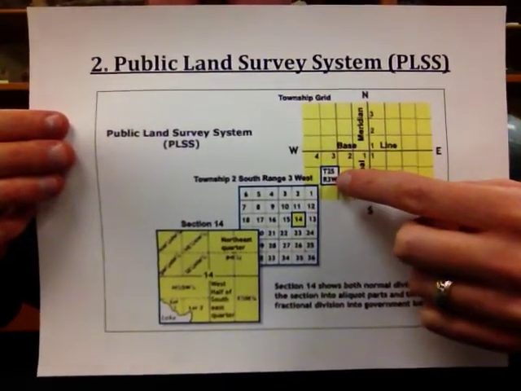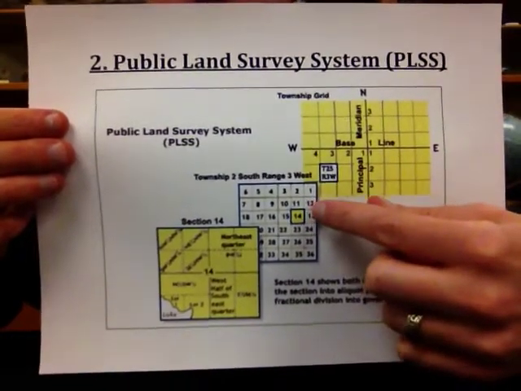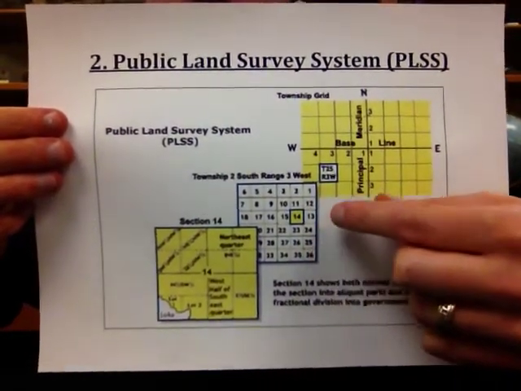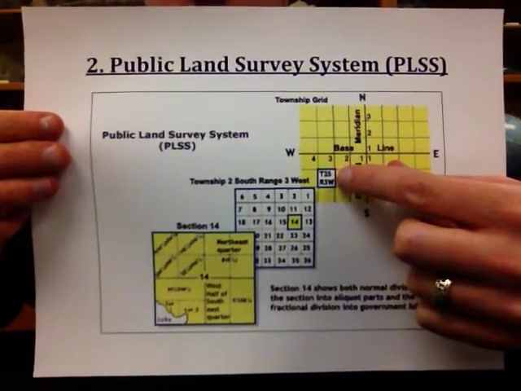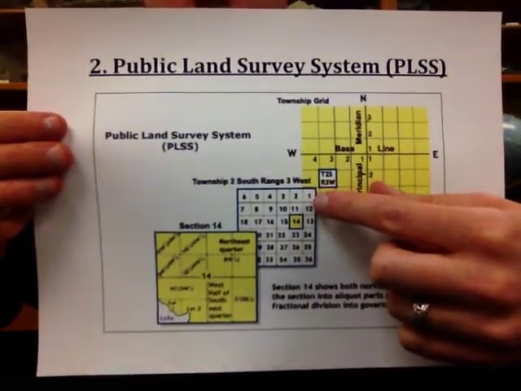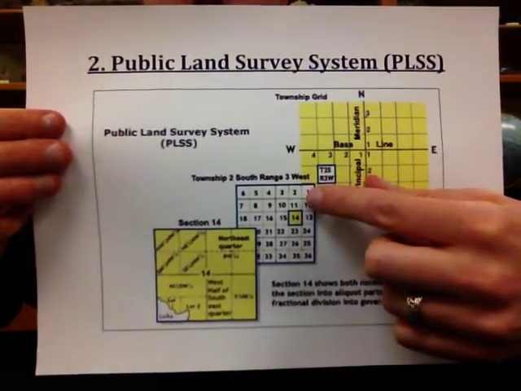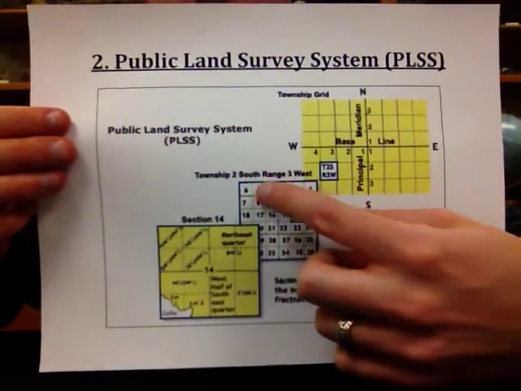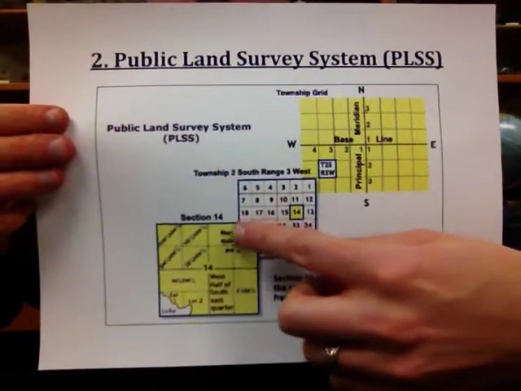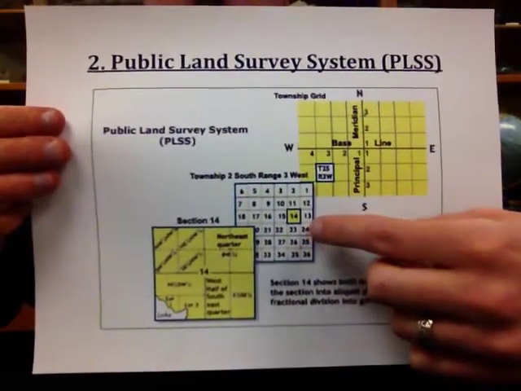Each one of these township boxes is then subdivided into 36 sections. The reason for that is each township box is 6 miles on a side. Each one of the sections is 1 mile on a side. So 1 square mile for each of the sections, and you can see the numbers don't just go left to right, they zigzag as we go through the section.